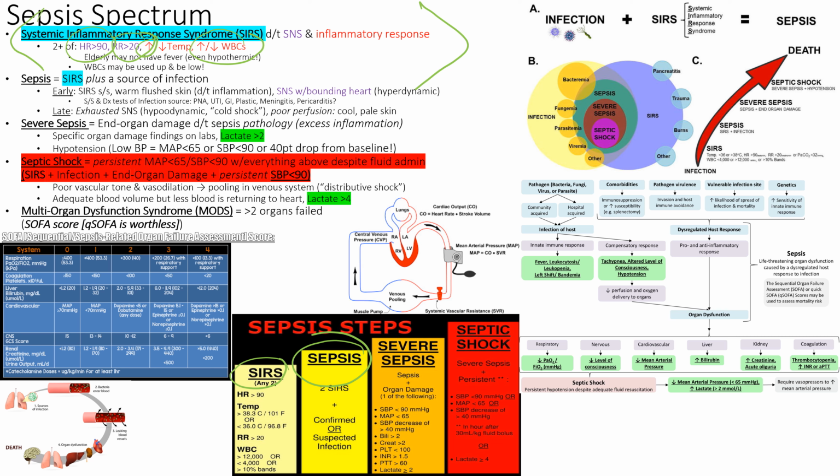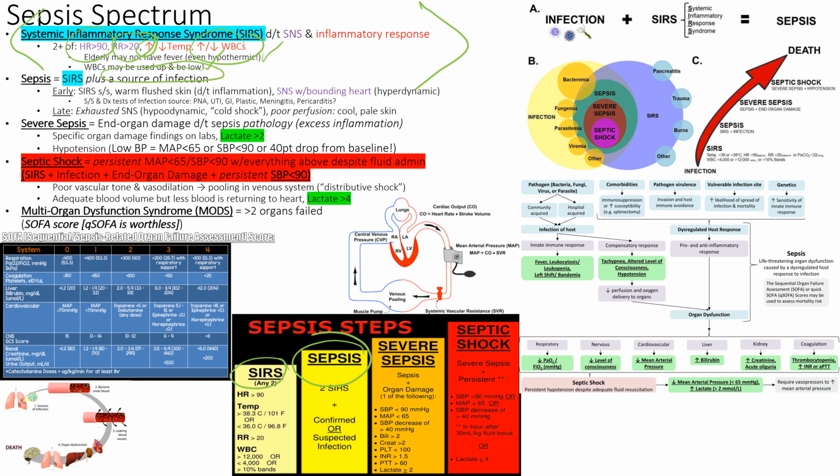So that's a sign of inflammation and an inflammatory response, okay? And so elderly patients may not even have a fever, as we mentioned, right? And just to note that the white blood cells can be high or low, just like the temperature can be high or low. Not the heart rate or the respiratory rate. Those ones are definitely going to be high, okay? So that's SIRS. The only difference between SIRS and sepsis, again, is what? Source of infection. So it's just SIRS with a source of infection.